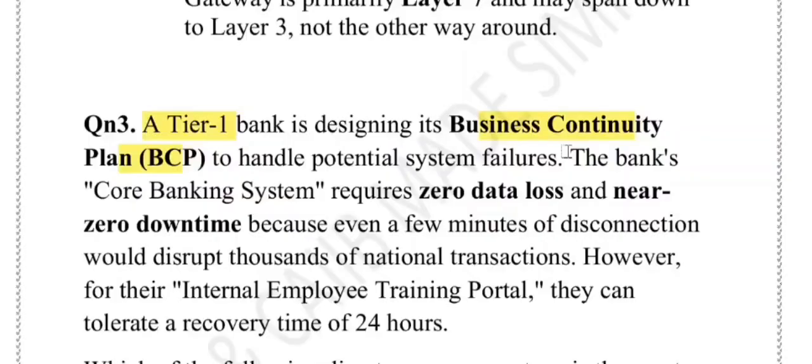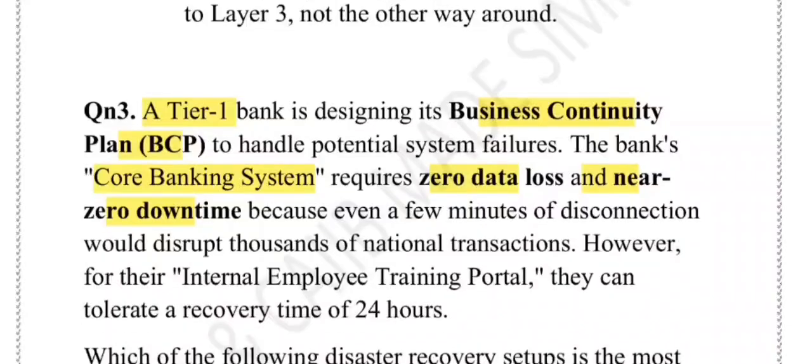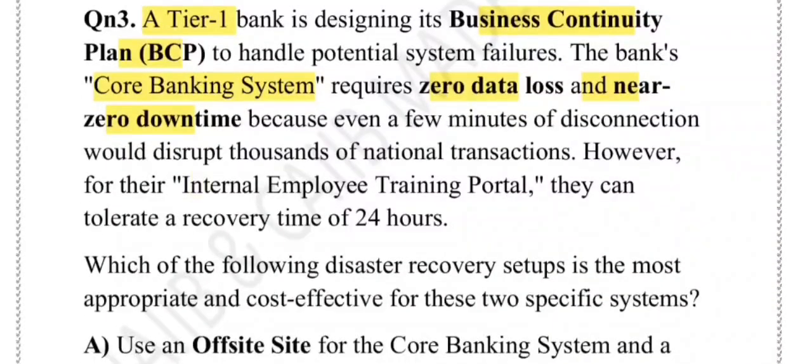One is called the core banking system, which handles national transactions, and they need zero data loss. They need zero downtime. Even a few minutes of failure can cause huge disruption. So that's the point. The first thing the tier 1 bank has is two different systems. The first is the core banking system, and the second is the internal employee training portal.